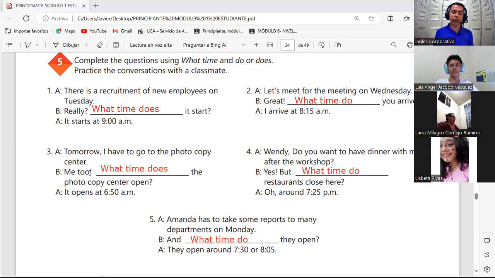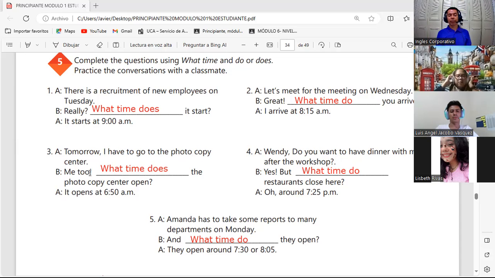One, two, three, action. Tomorrow, I have to go to the photocopy center. Me too. What time does the photocopy center open? It's open at 6:50 a.m. Thank you very much. Now, conversation four.